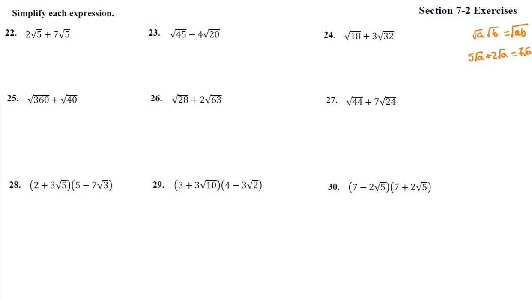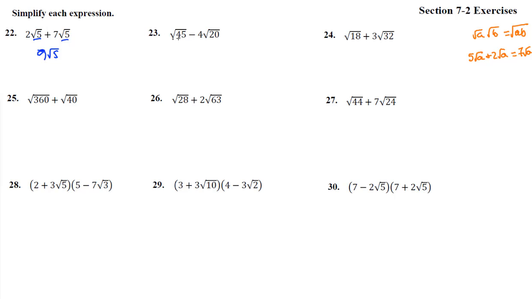Number 22, this is 2 square roots of 5 plus 7 square roots of 5. Well, that's 9 square roots of 5. They're like terms, and so we combine like terms. Just like 2x plus 7x would be 9x. 2 square roots of 5 plus 7 square roots of 5 is indeed 9 square roots of 5.